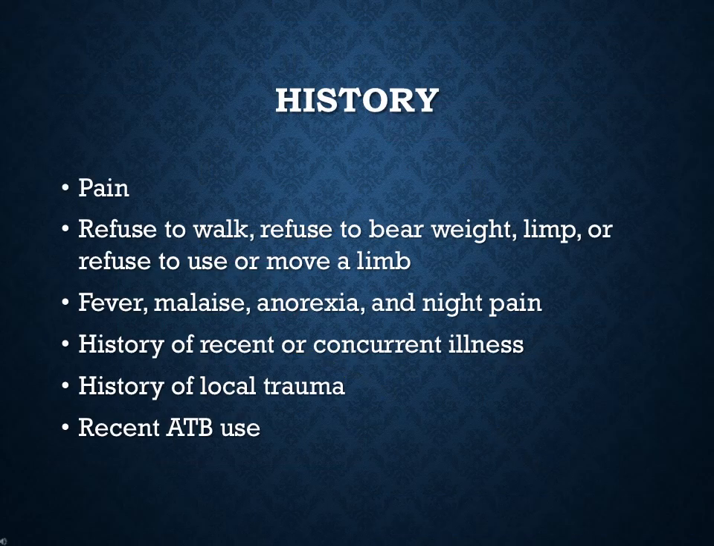The history of osteomyelitis typically begins with localized bone pain, which may be constant or worsen at night and can be associated with movement. In children, refusal to walk, inability to bear weight, limping, or avoidance of using the affected limb is common, while adults may report difficulty with weight-bearing or functional use of the limb. Systemic symptoms such as fever, malaise, fatigue, and anorexia may also be present, reflecting the ongoing inflammatory process.